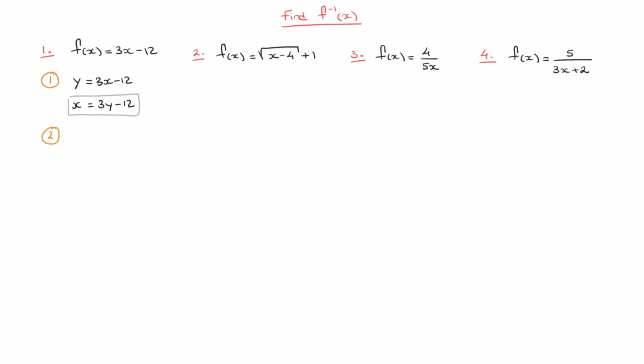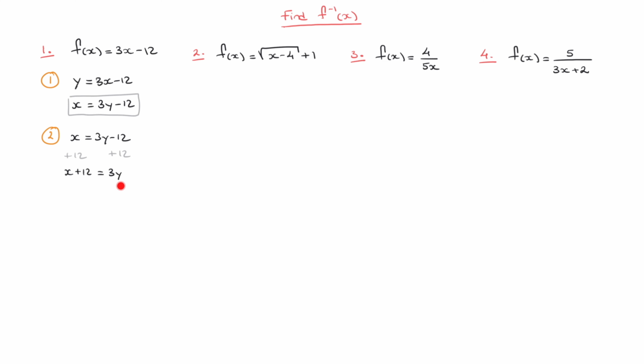In step 2, the idea is to rearrange this expression in such a way that we make y the subject. So if I quickly copy that result, we have x equals 3y minus 12. To make y the subject, I'll start by getting rid of this 12 that's being subtracted from the right-hand side, which I do by adding 12 to both sides of this equation. So we have x plus 12 on the left-hand side, which will equal 3y on the right-hand side.